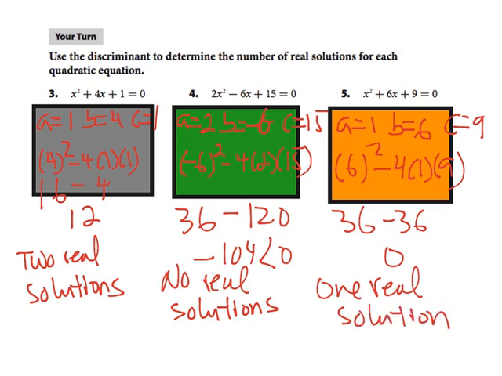Okay, so for number 3, since the number is 12, which is greater than 0, we have two real solutions. Number 4, the answer is negative 104, which is less than 0, so we have no real solutions. Number 5, 36 minus 36 is 0, and that means that we have one real solution.